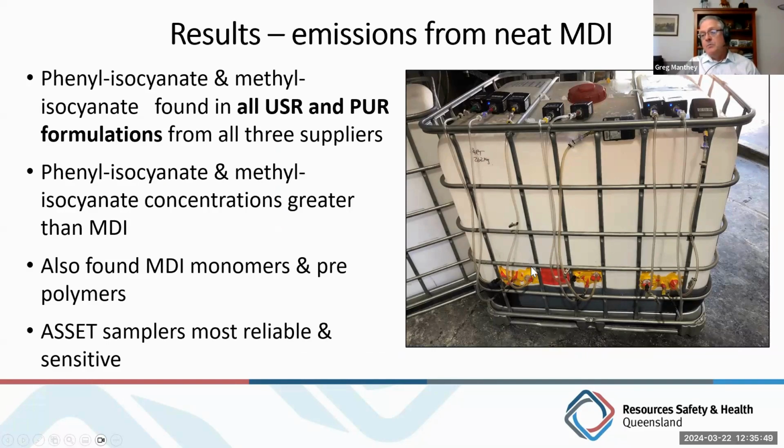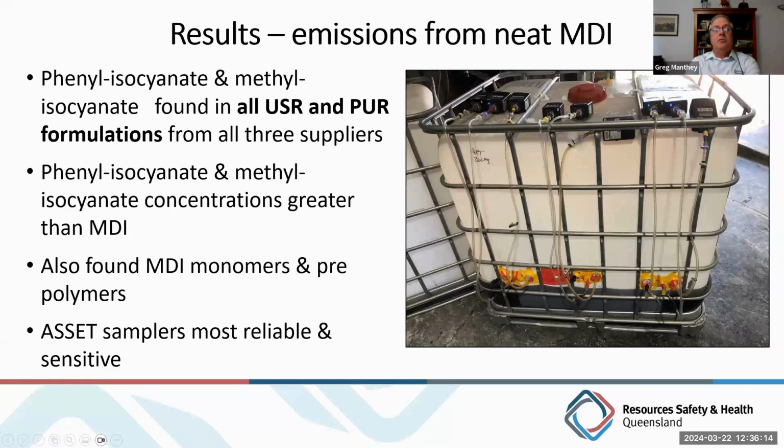The sampling was done with triplicate sets of each of the 3 samplers. You can see there's a treated filter, an ISO check, and an asset sampler here. There's another set there and another set there. So each test consisted of 9 samples, which is triplicates of each of the 3 sampling types.